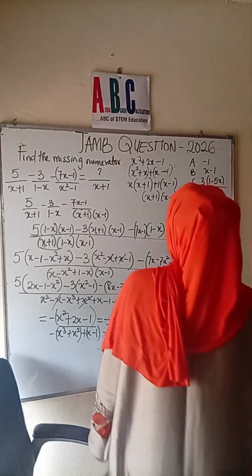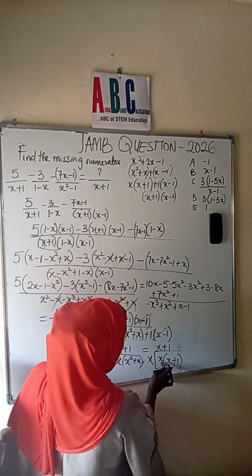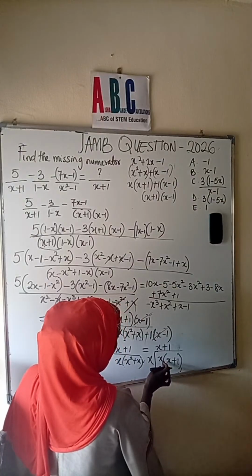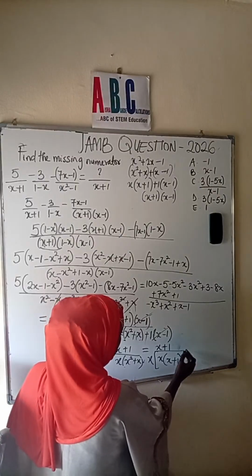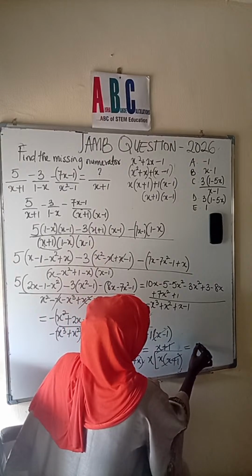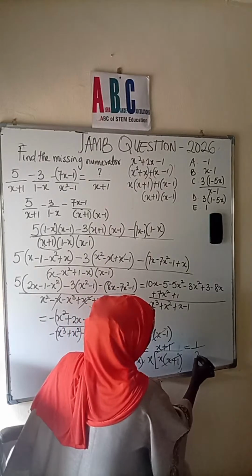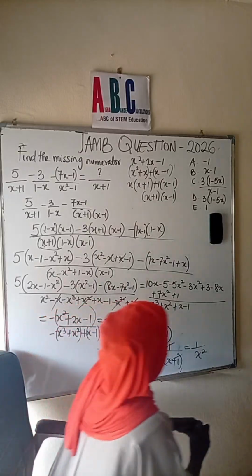So here, what I'm having is x open bracket. Now I'm factorizing x from this. Factorize x from x squared, we have x. Factorize x from this, we have 1. So now if I say this cancels this, what am I left with? I have 1 over x times x, which is 1 over x squared. And the denominator is supposed to be x plus 1.